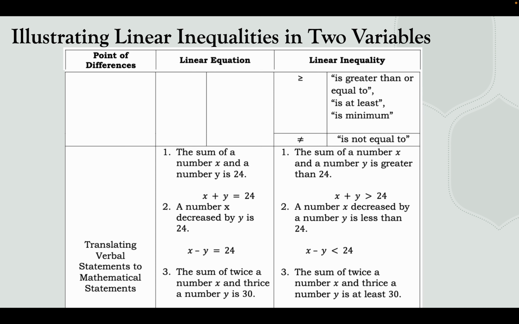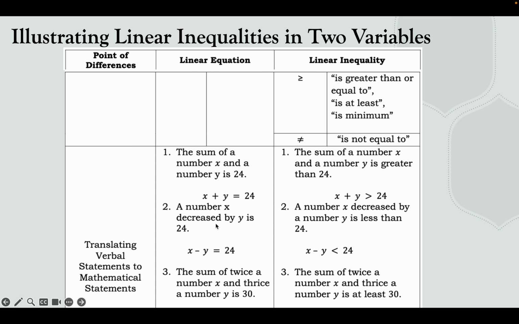In translating verbal statements into mathematical statements, for the linear equation, the sum of a number x and a number y is 24. We need to recall that the word "is" represents an equal sign when we translate. So the sum of x and y is 24, and we have x plus y equals 24.